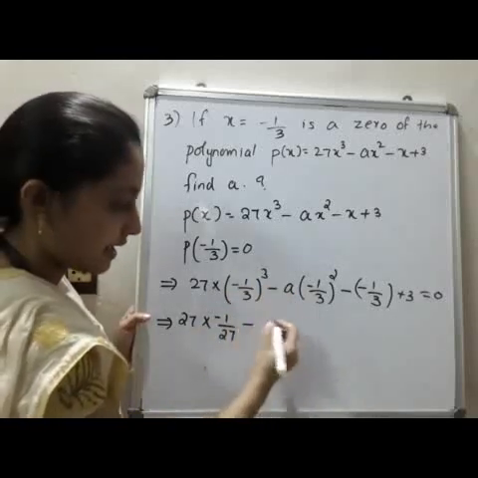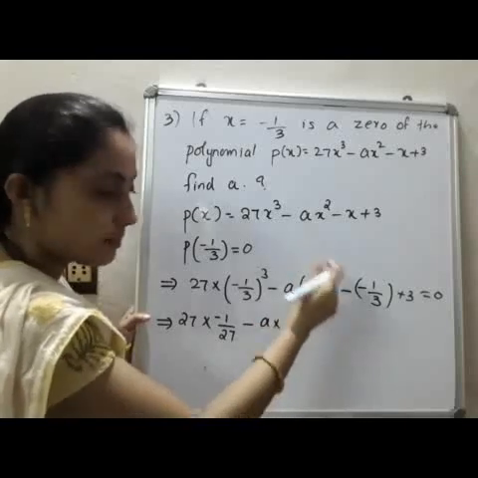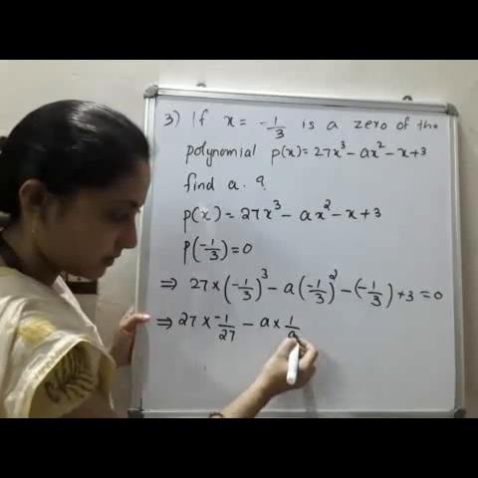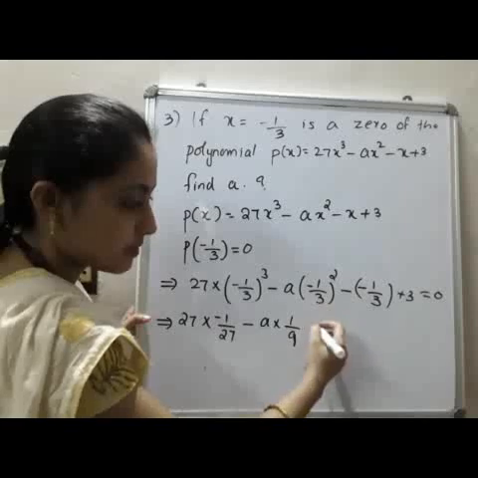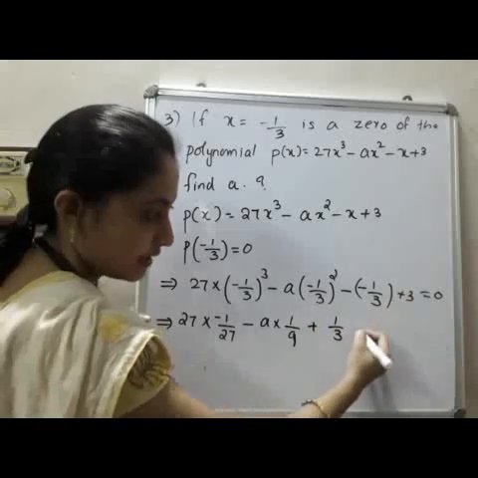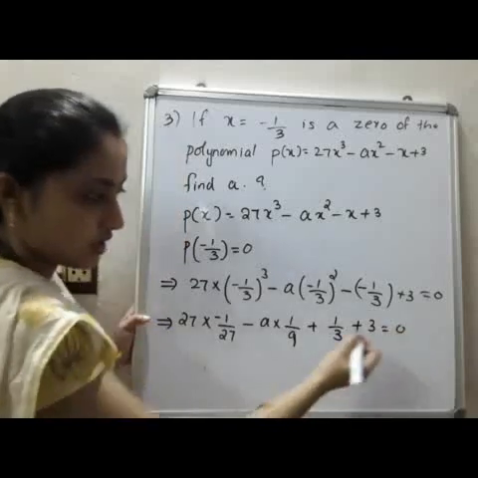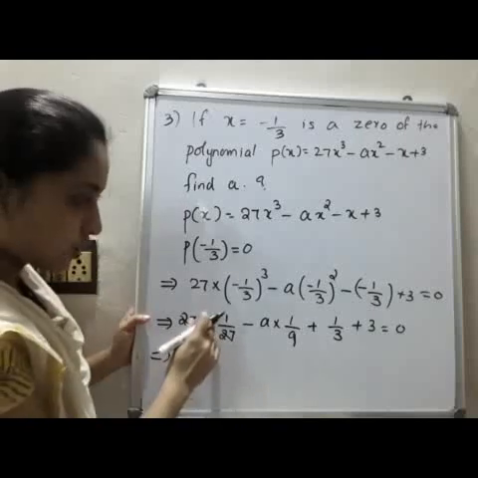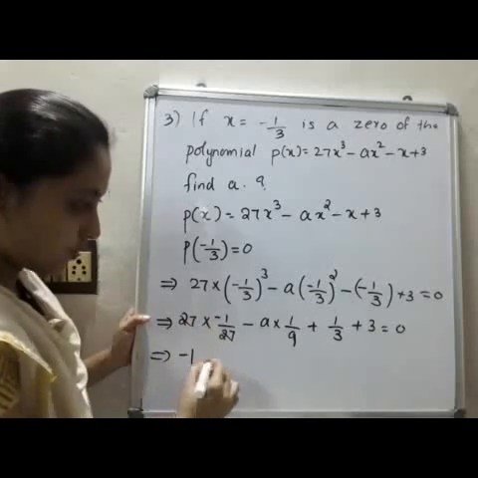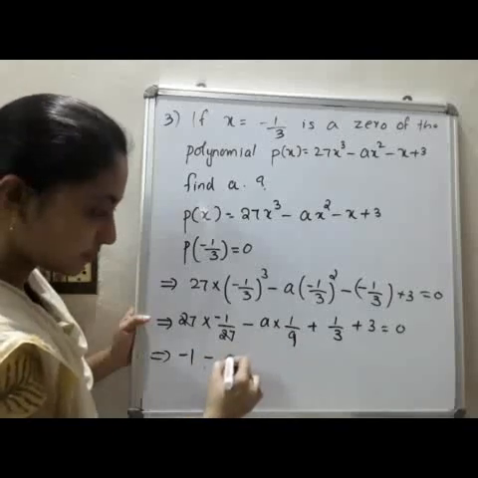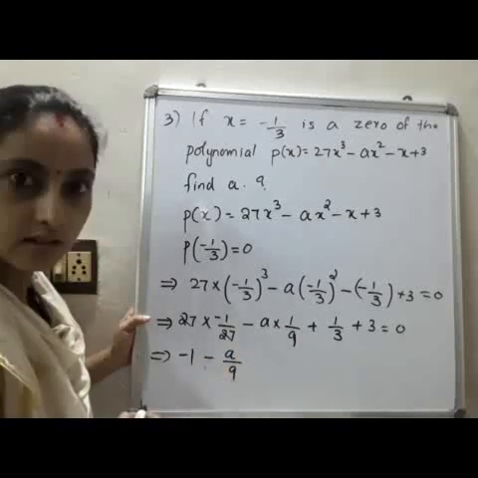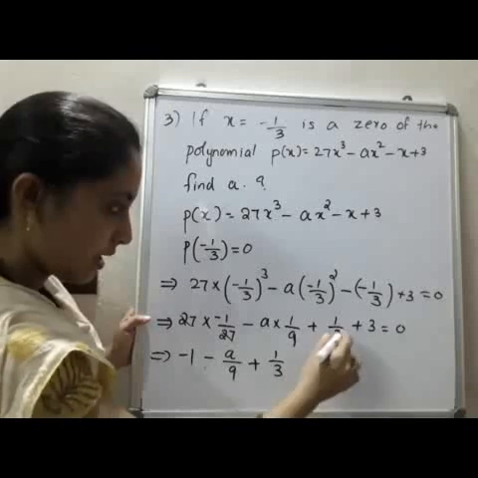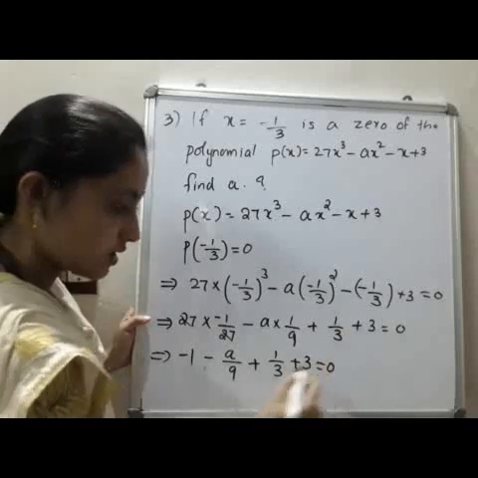Then this, then minus a into minus 1 by 3 the whole square. That gives us 1 by 9. Okay, then this minus and this minus together becomes plus 1 by 3. Then rest is plus 3 is equal to 0. Okay, so that gives us 27 and 27 cancel, so minus 1 will come. Okay, so minus 1. Then minus here a by 9. Okay, then plus 1 by 3 plus 3 is equal to 0.